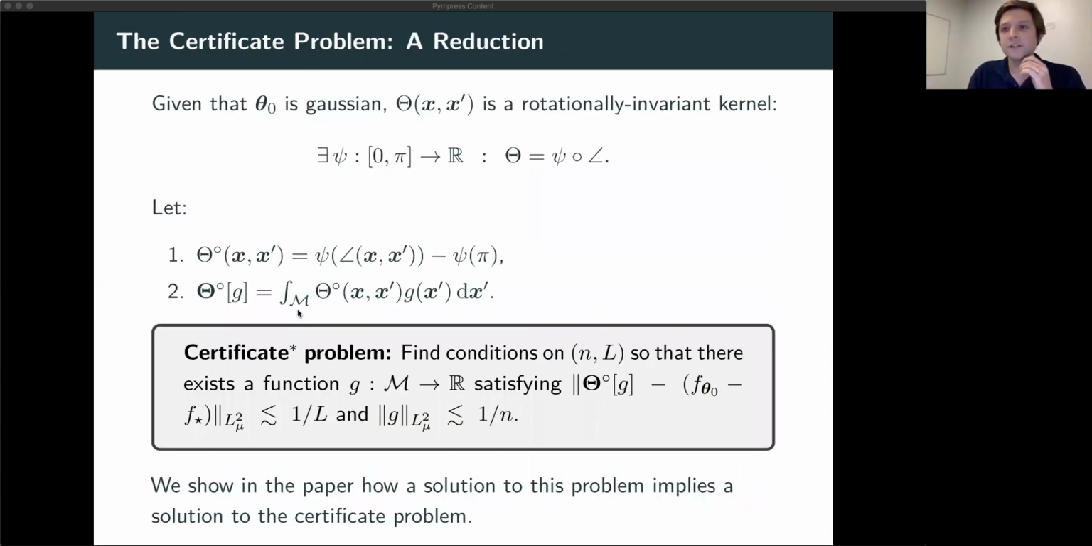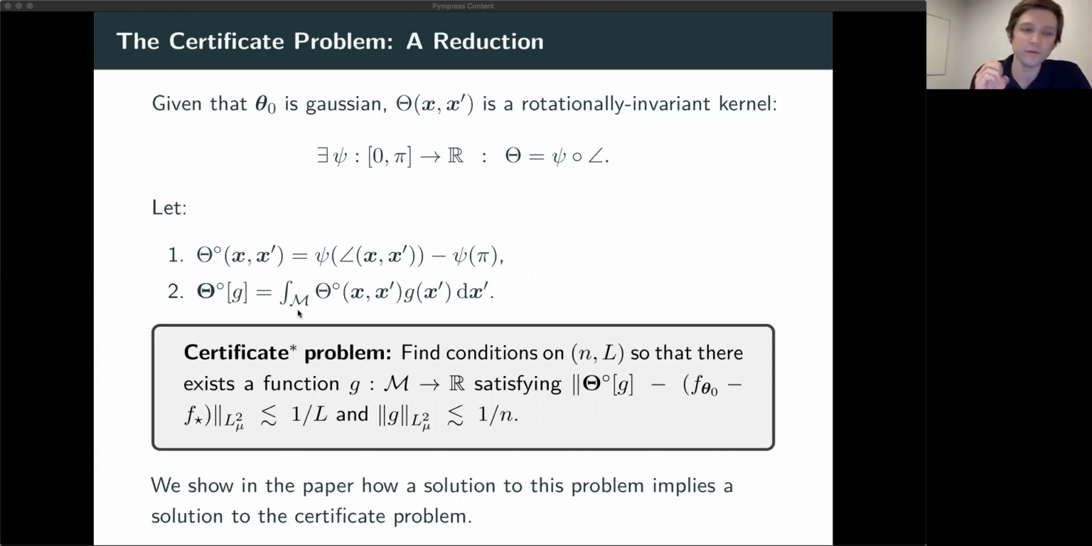So a bit more notation in the rest of the talk. We can use the fact that we have this Gaussian random initialization for the initial parameters to guarantee that this kernel theta is rotationally invariant on the sphere. So in particular, we can find some function psi such that theta is equal to that function composed with the angle function. And in the rest of the talk, I'm going to simplify my life a bit. We do this in the paper as well.